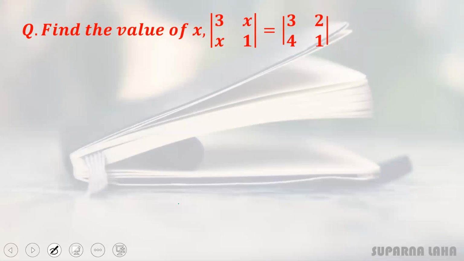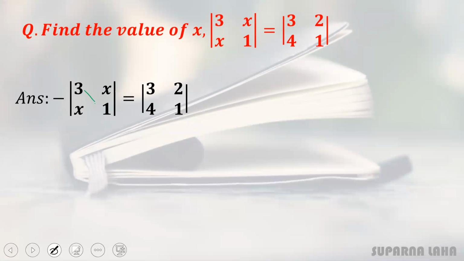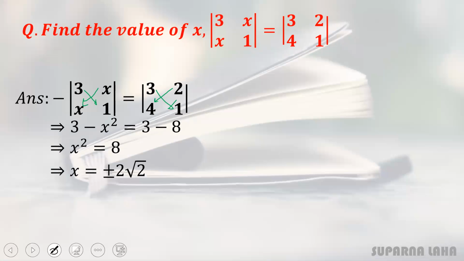So next, find the value of x. 3x, x, 1, 3, 2, 4, 1. These two determinants are given. You need to find the value of x. Okay, so write down the left hand side and the right hand side and find the determinant value. 3 into 1 minus x into x, that is x squared. 3 into 1 minus 4 into 2, that is 3 minus x squared is equal to 3 minus 8. So we can write x squared is 8. And if x squared is 8, then x is plus minus 2 root 2. And this is the value of x.